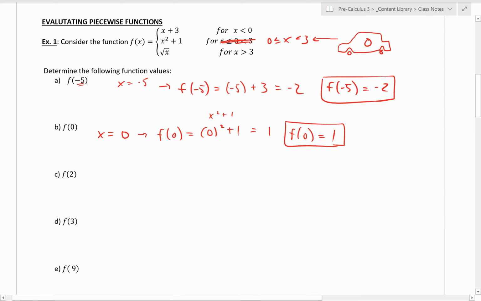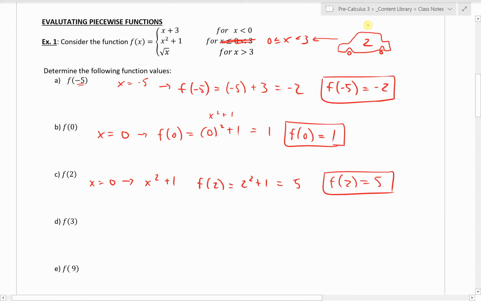Okay? And hopefully now you're getting the hang of it and you can recognize what you need to do. If you wanted to pause and try to evaluate these few ahead of me, go for it. As I look at f of 2, I'm not in the 0 car anymore, I'm in the 2 car. When x is 2, that's between 0 and 3, so I'm going to go into the middle lane. So I have to use the x squared plus 1 function. So f of 2 would be 2 squared plus 1, which equals 5. So f of 2 equals 5. And so forth, right? We're starting to get the hang of it.